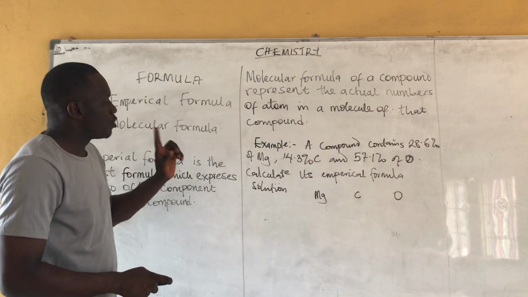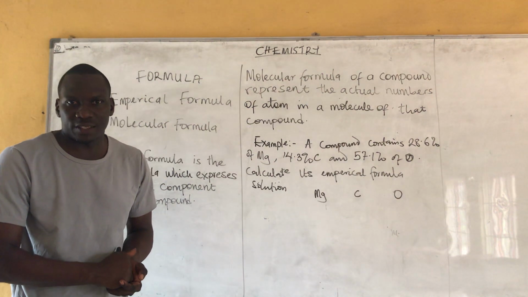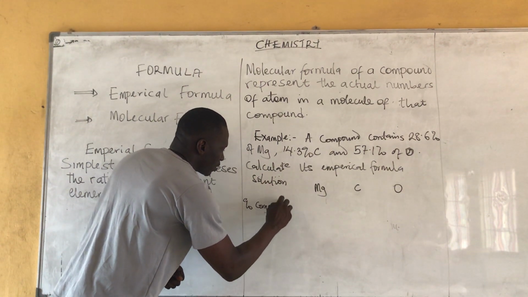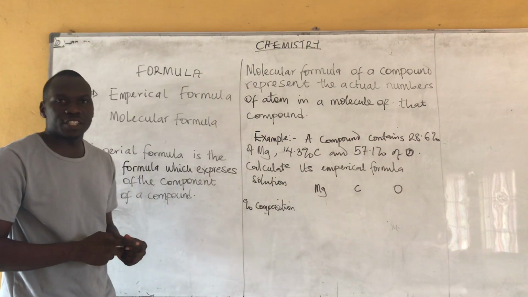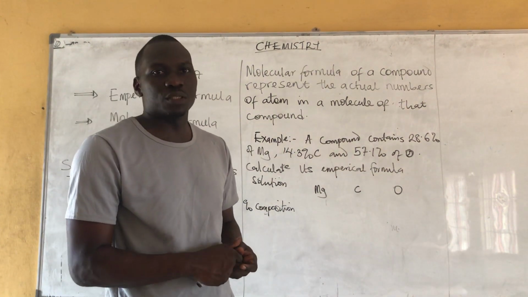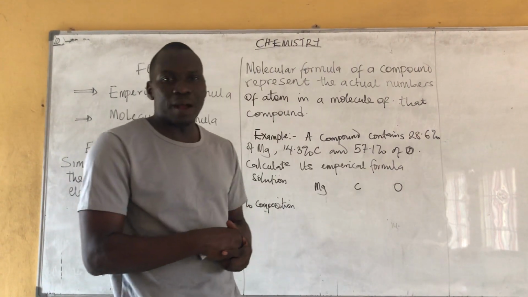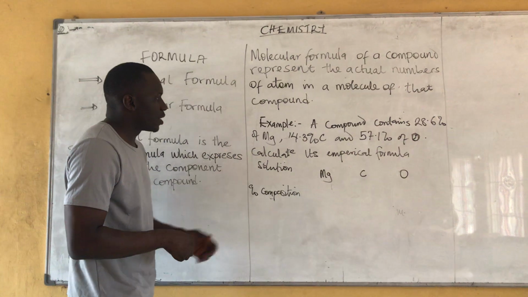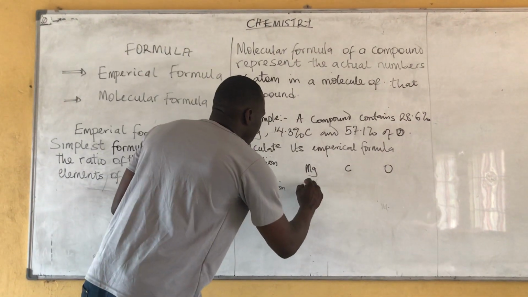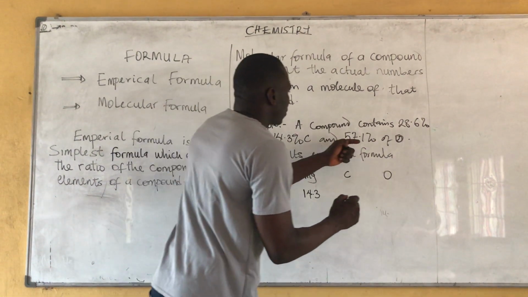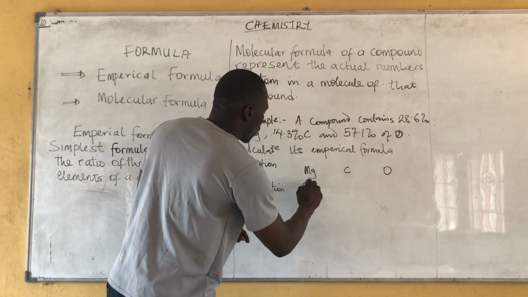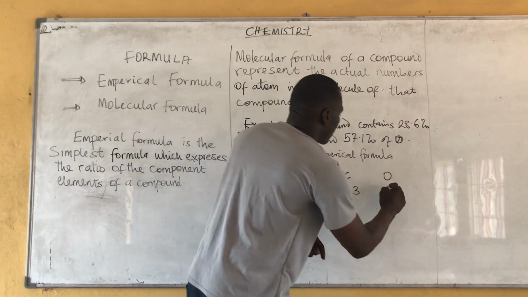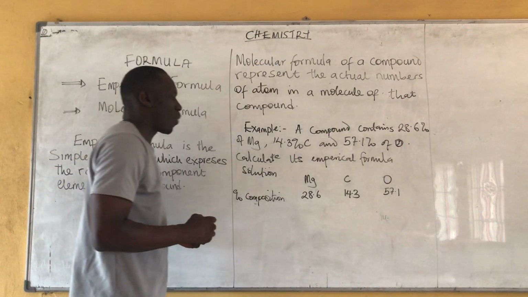Number two, you have to get the percentage composition of each element represented. At times they might give you the percentage composition. At times you have to look for the percentage composition by multiplying the mass of the element by 100 divided by its total mass in the compound. What are the percentage compositions given to us? Magnesium 28.6, carbon 14.3, oxygen 57.1. Step one completed.